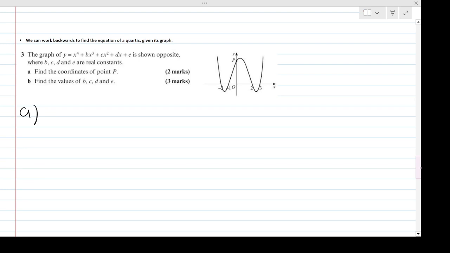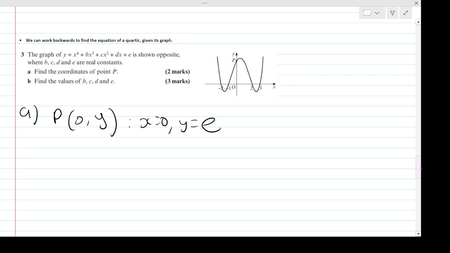Now P is what? It's a y-intercept, right? So when x is 0, it'd be 0, y. We don't know what the y coordinate is, but we can work that out because when x is 0, the x to the 4, x cubed, x squared, and x terms all go away because they'll all be 0. We're left with this number e, but we don't know what e is at the moment. So actually, we can't work that out just yet, so we're going to leave that there.